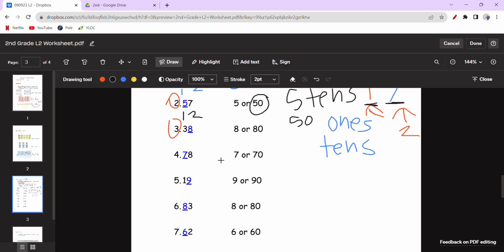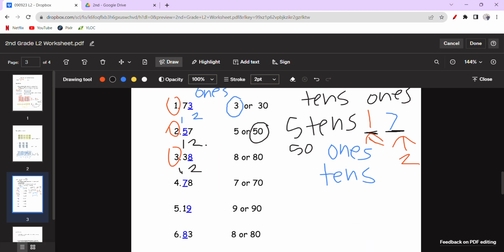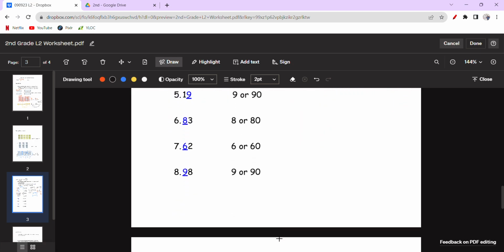And then we have 38. Where is it located? It's located in the second position. The second position, right? So the 8 will express 8 ones. It would be 8 ones because it's in the second place. So it would just be 8. Okay.